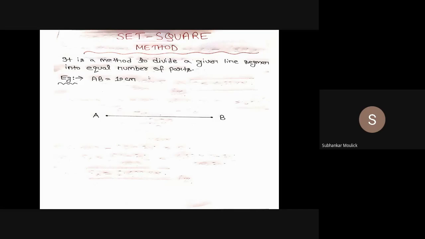Remember, this straight line can be anything. It can be an inclined straight line, it can be a vertical straight line, it can be a horizontal straight line. But the set square method works only if you want to divide any straight line into some equal number of parts. That straight line can be an inclined line, it can be a vertical line, it can be a line making an angle of 90 degree, making an angle say 38 degree with respect to y-axis, but it should be a straight line. Is it clear? Yes, sir.